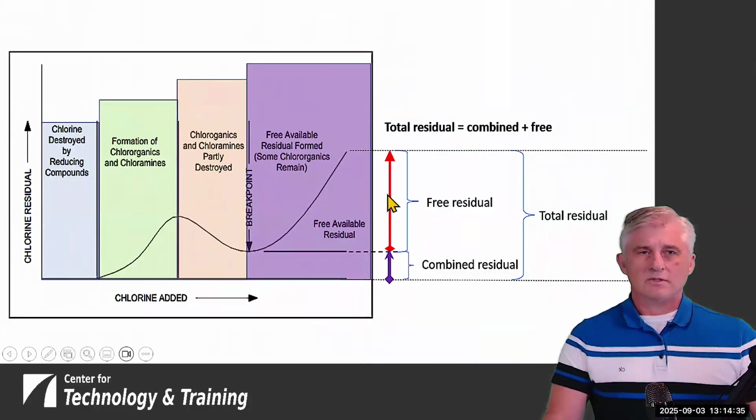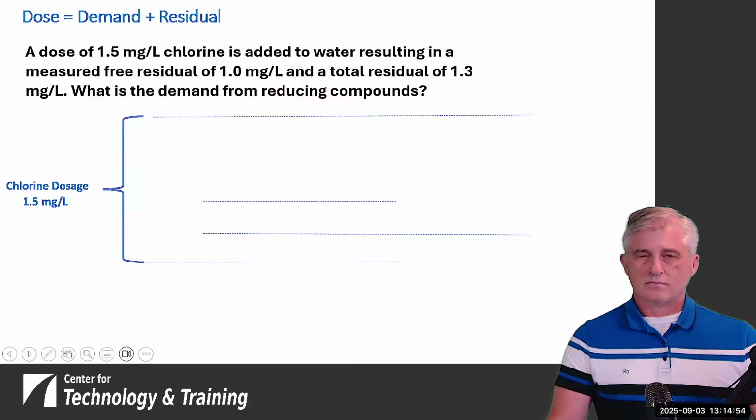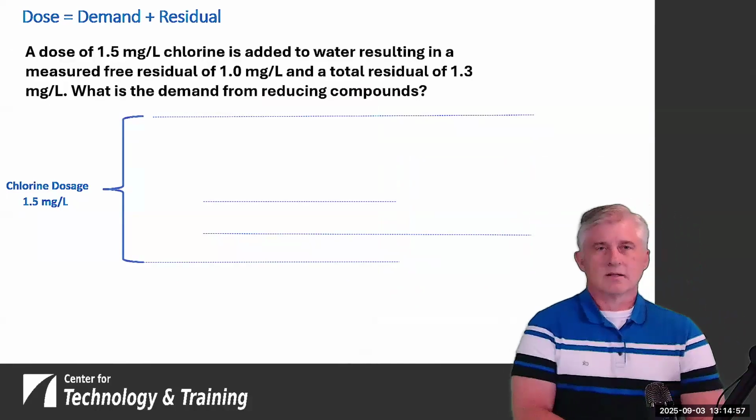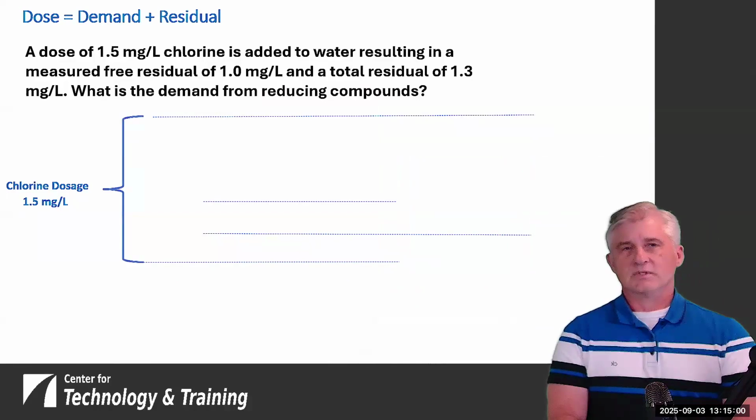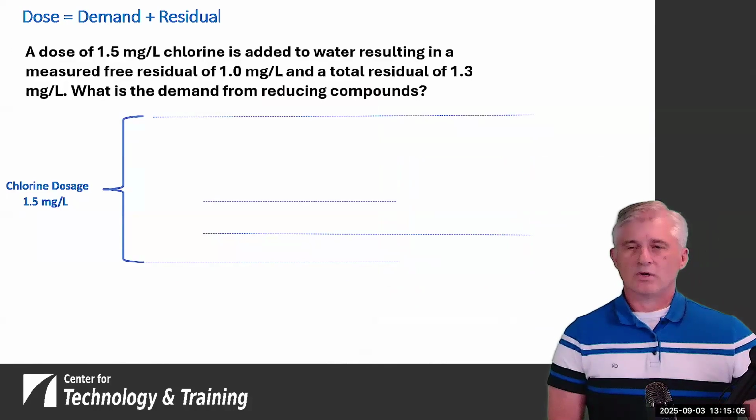So if you were to go out and do testing in, say, your distribution system, and you do your test kit for free residual, you get a number. You do a test for combined residual, you get a number for that. Well, your total residual is going to be the combination of those two. So if we look at this, the concept is that the dose is equal to the demand plus the residual. So a dose of 1.5 milligrams per liter of chlorine is added to water, resulting in a measured free residual of 1 part per million and a total residual of 1.3.